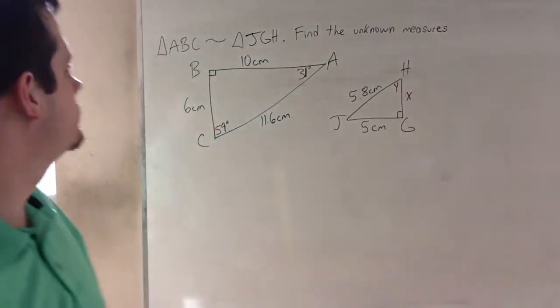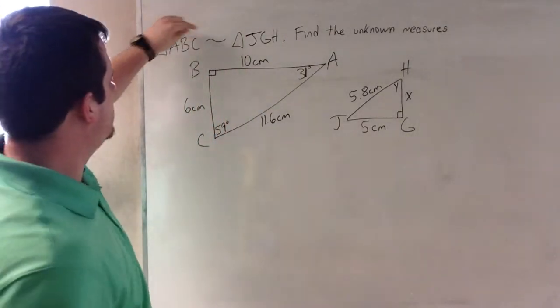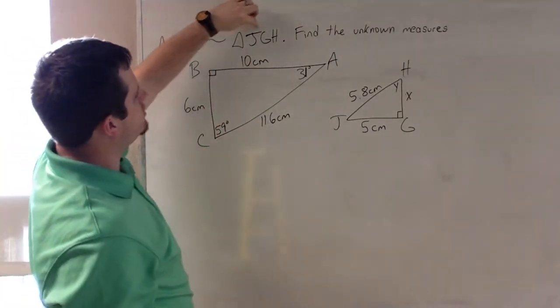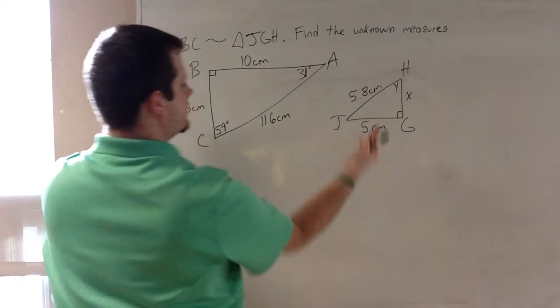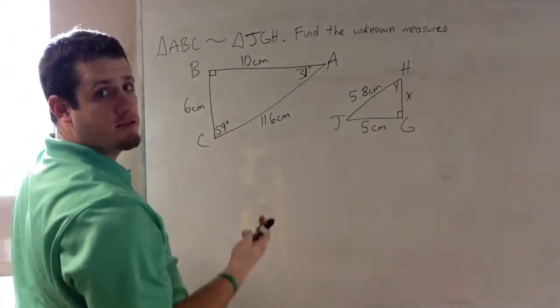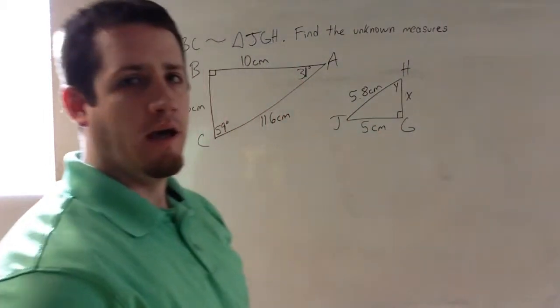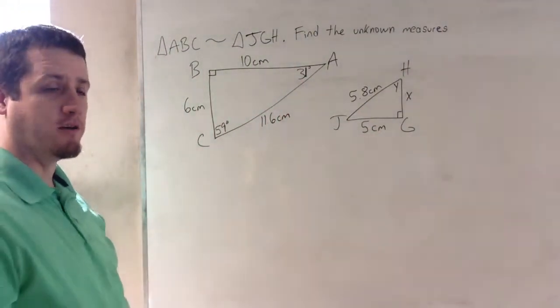Alright, tonight's video. Triangle ABC, that's this triangle, ABC, is similar to triangle JGH. So these two triangles are what? Similar. That's what that symbol means, okay? We're supposed to find the unknown measures. Now what do we know about similar figures?